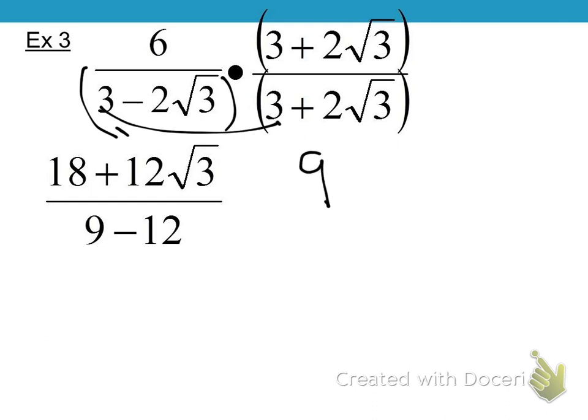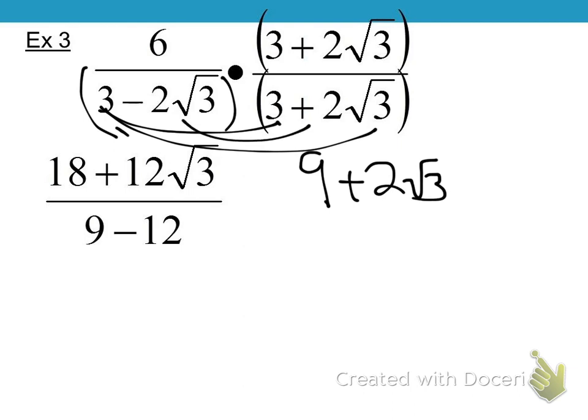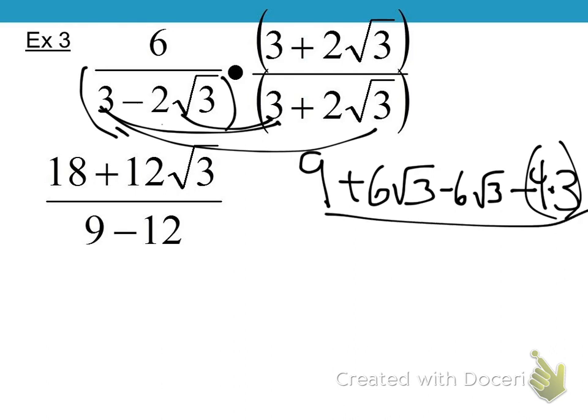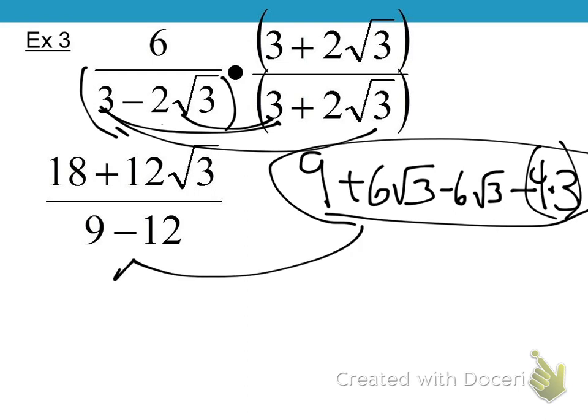Because this would be 9. And then you'd get plus 2 square root 3. And then it'd be plus 6 square root 3. But then you'd get minus 6 square root 3. And then you'd get a minus 2 times 2 is 4. And then square root 3 times square root 3 is square root 9, which is 3. Okay, so this is the middle step that's not shown. They kind of jump to the important part, but that's how we get from here to there.